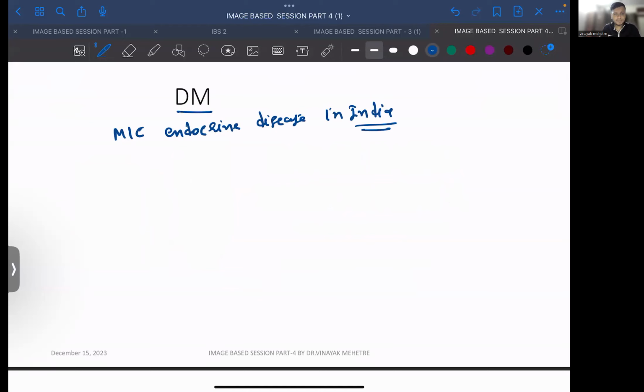But if the examiner is going to ask most common endocrine disease overall, that means in the world, that is hypothyroidism. Okay, but it is not common in India. You should remember it. Now a biochemistry question.